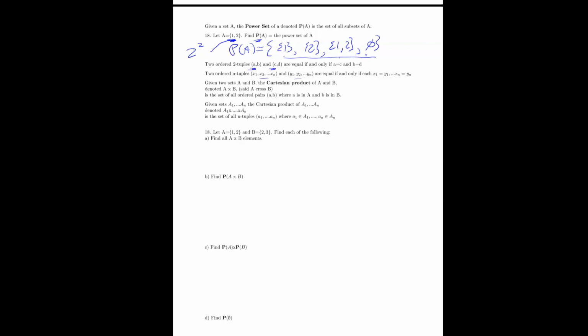We can also have n tuples. And the way we make a notation to say we've got an ordered pair is you say A cross B. So A cross B means it's an ordered pair where the little a is in the set capital A and the little b is in the set capital B. And you can have n tuples with lots of different sets. Okay, so let's go find the A cross B elements.